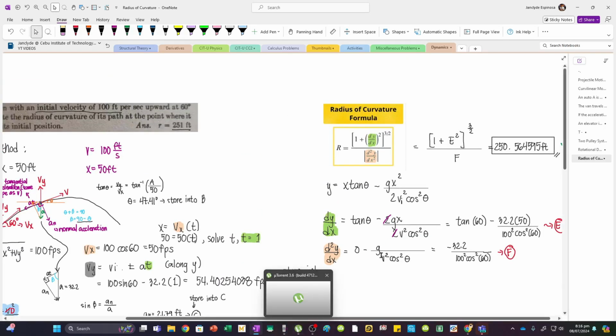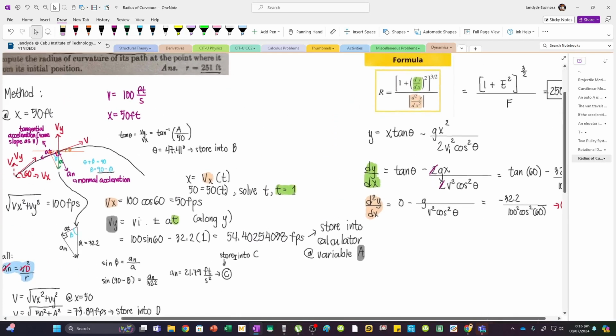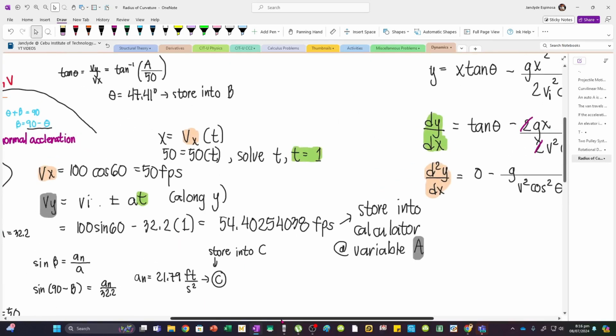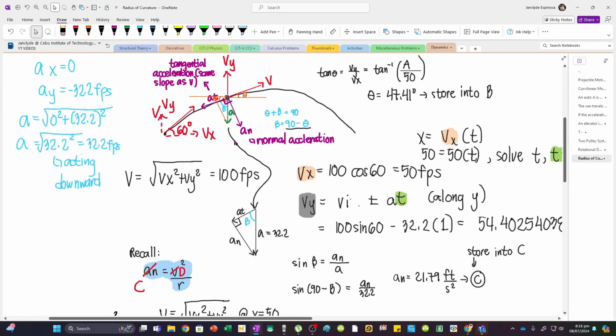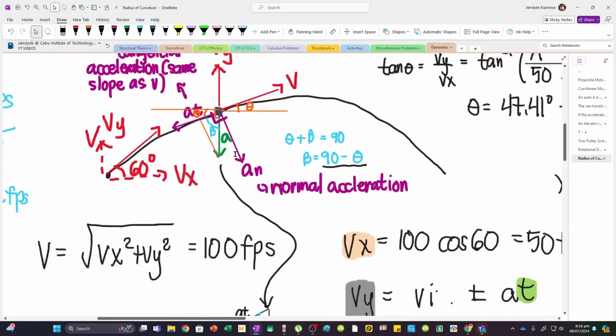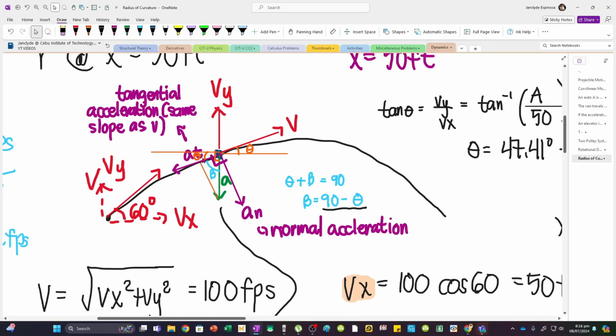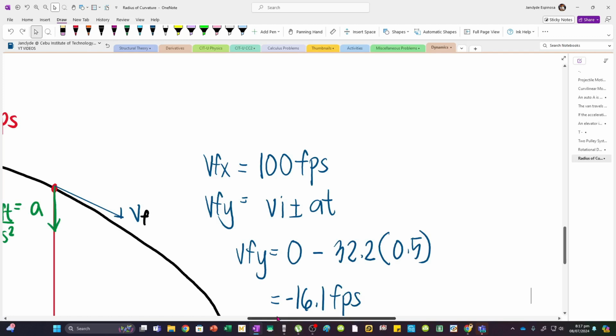We can now get the acceleration. So again, dito, yung ginawa is, di ko kasi na-explain kanina, nasa faculty office kasi ako. Ito yung components ng acceleration. We have a tangential component and a normal component. And then, this angle is solvable. Yung inclination ng velocity.